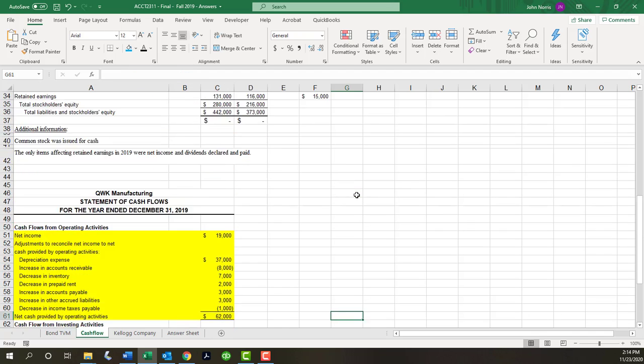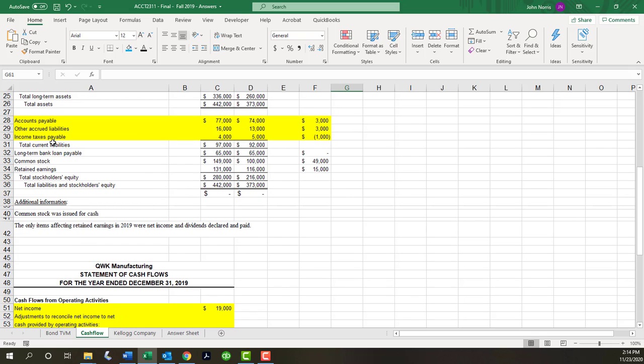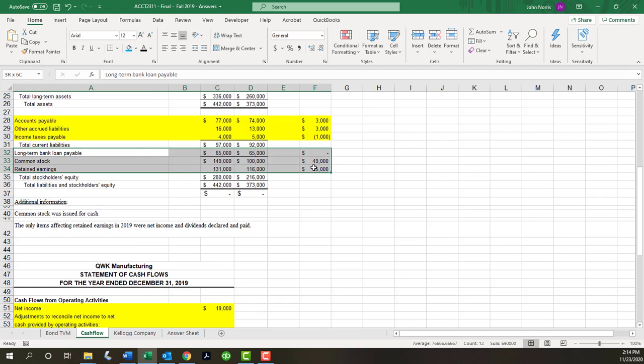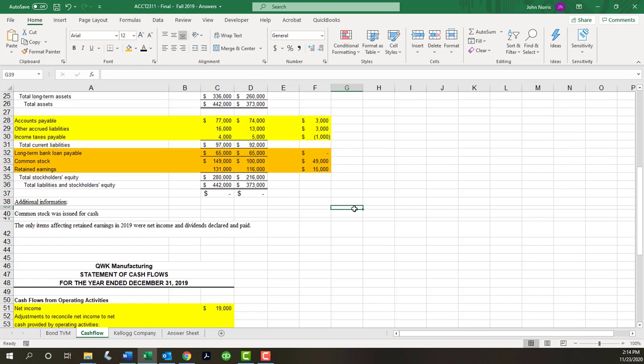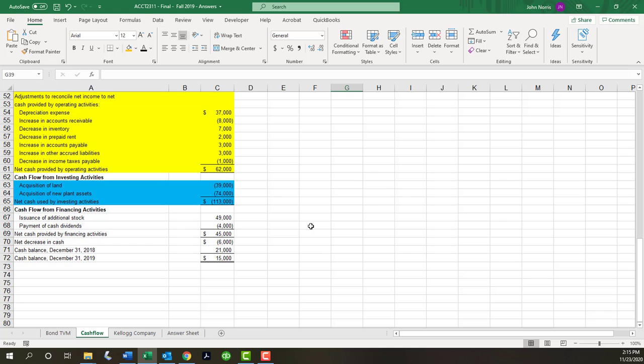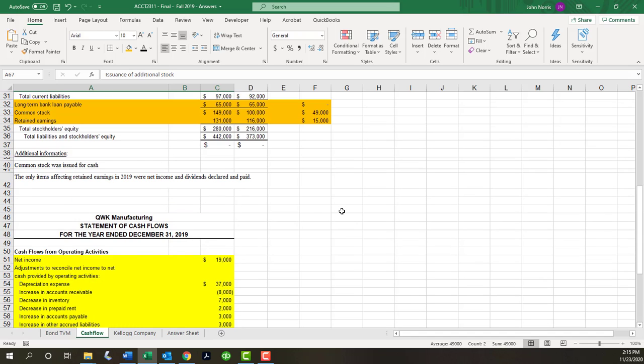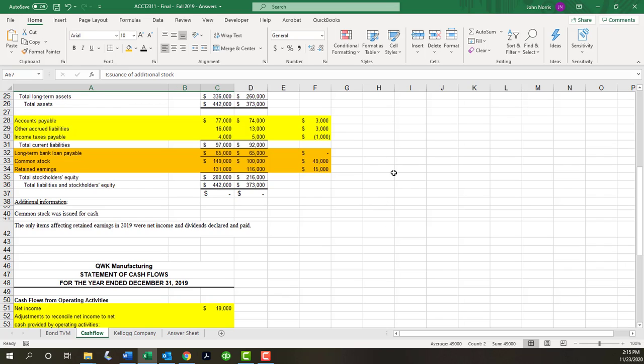And then lastly, that leaves us the rest of the liability section, of which there was no change in long-term notes payable, and then the stockholders' equity section. And we'll make this orange. So common stock increased by 49,000. And under additional information, we're told that common stock was issued for cash. So that is additional cash derived from the sale of stock. And then retained earnings went up 15,000.